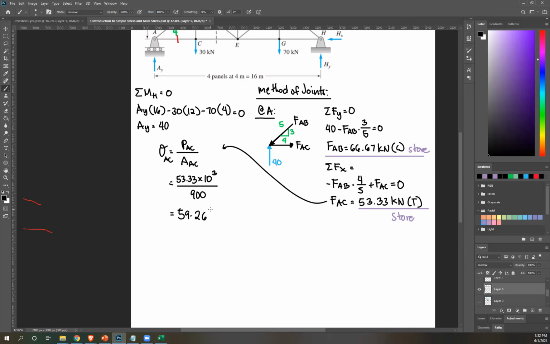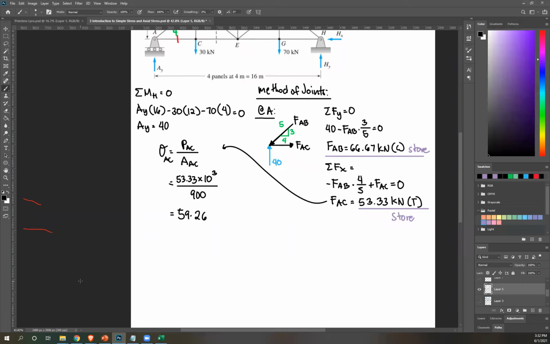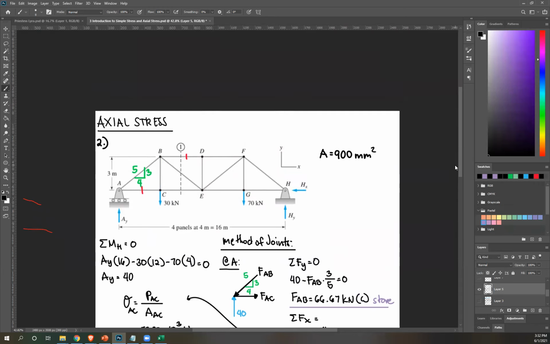It's 59.26. And then the unit, once again, this is now Newton. This is millimeter squared. So Newton per millimeter squared, and this simplifies to MPa. Okay? So take note of our conversions, MPa, kPa, GPa, right? So that is for AC.